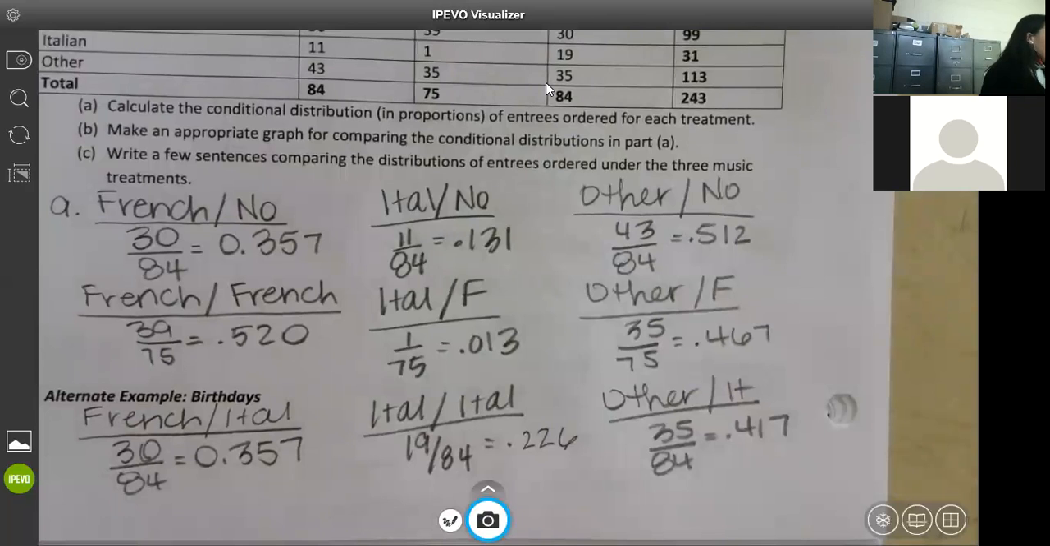So part C says write a few sentences comparing the distributions of entrees ordered under the 3 music treatments. So just tell me, and you don't have to look at these. You can look at the other ones. It doesn't matter. What do you notice? What do you notice?